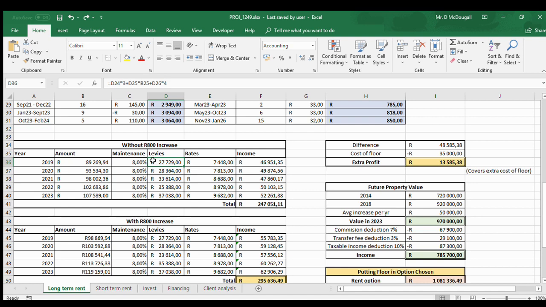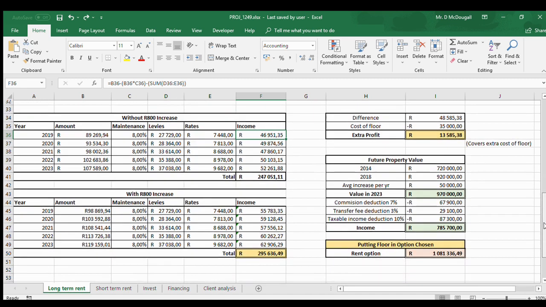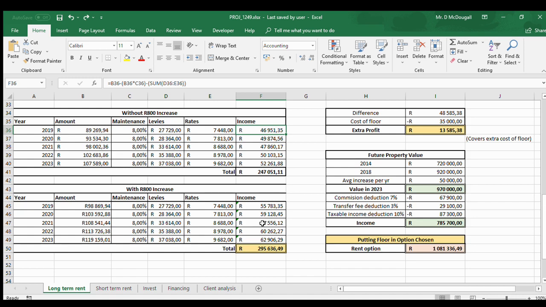The exact same was done for the interest rate. Next, the income was calculated by subtracting all the costs from the amount before deductions to give an amount after deductions for each of the years. That was then added up to give a total for the 5 years for the without 800 Rand increase. The exact same was done with the with 800 Rand increase, using the relevant information that was calculated previously, and a total income was also calculated for that.